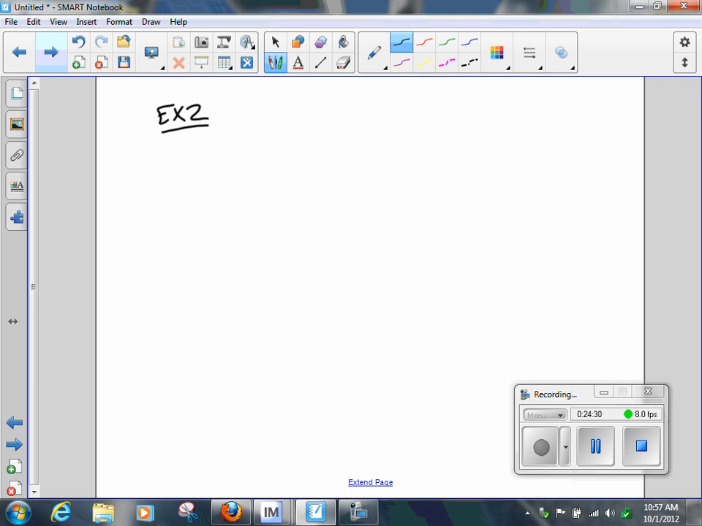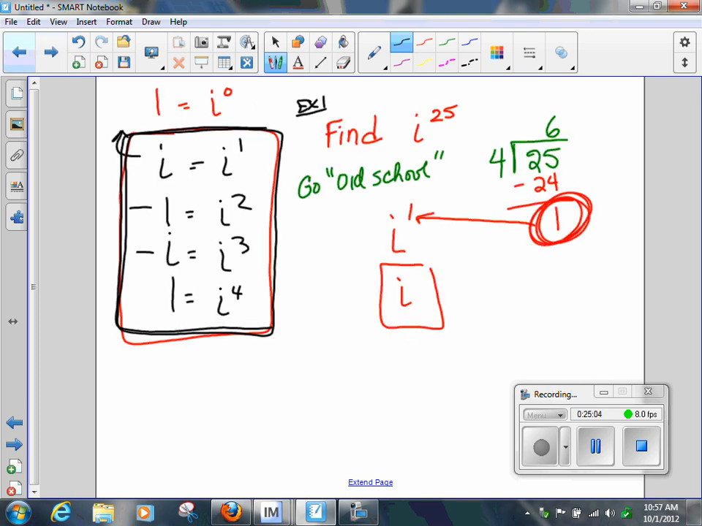How about i to the 100 power? Some of you are going to be able to look at this and go, boom, got the answer. I can't do that. I'm going to go old school. What am I going to do? 4 divides into what? 100. Because I know the pattern of 4 i's. 1, 2, 3, 4. That's my highest. That's where the 4 comes from, okay?